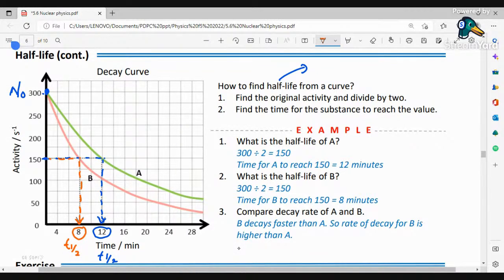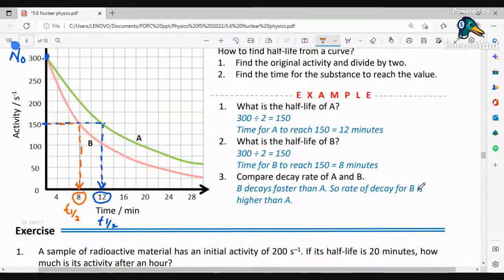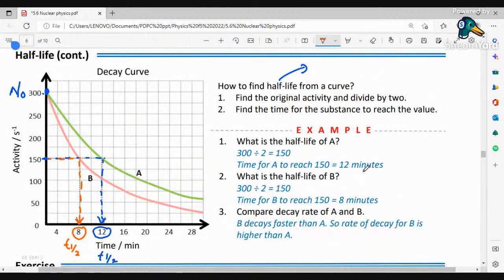Find the time for the substance to reach the value. The value of what? Okay, the value of this one. Maksudnya kena carikan, what is half-life of A? Time to reach is 12 minutes. So just write down 12 minutes untuk A. And then B, the time for B to reach half is 8 minutes. So half-life is 8 minutes.